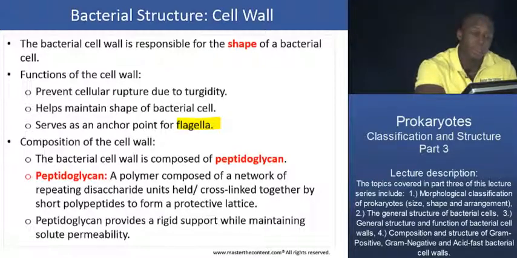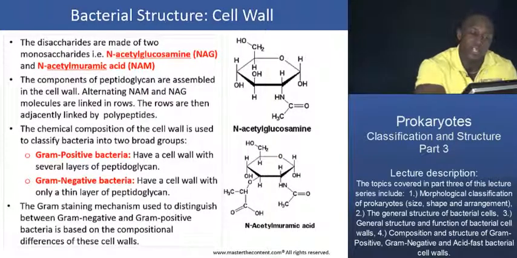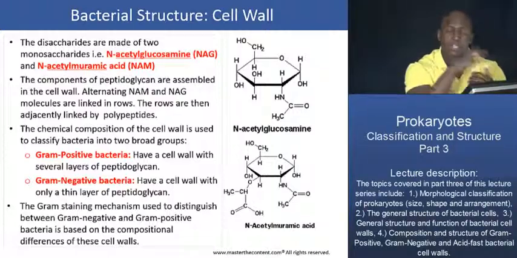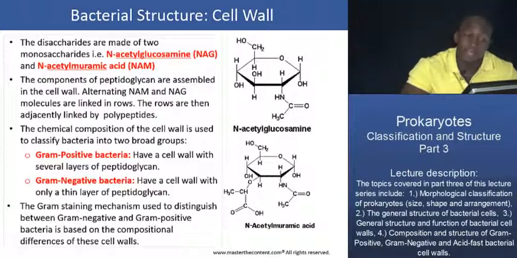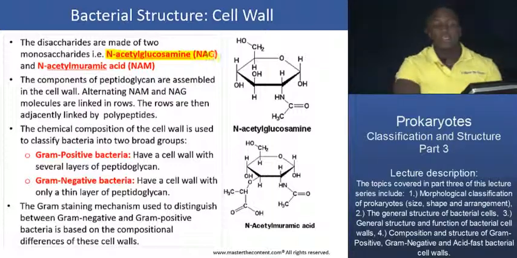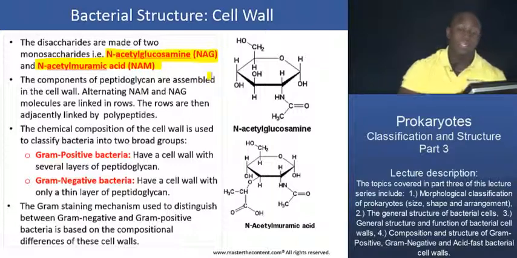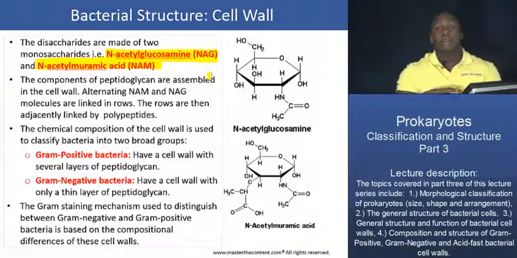Now, those disaccharides I just mentioned. We said peptidoglycan is composed of repeating disaccharide units. It's a polymer. So let's talk about those individual disaccharide units. There's two main kinds that you will find. The first one is N-acetylglucosamine, sometimes abbreviated as NAG, or N-acetylmuramic acid, abbreviated as NAM. Those are the two main disaccharides you will find that polymerize to form peptidoglycan.